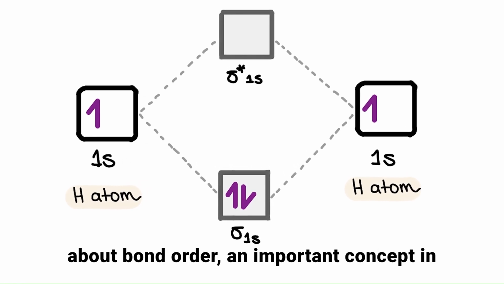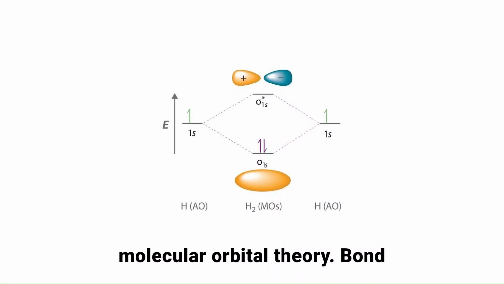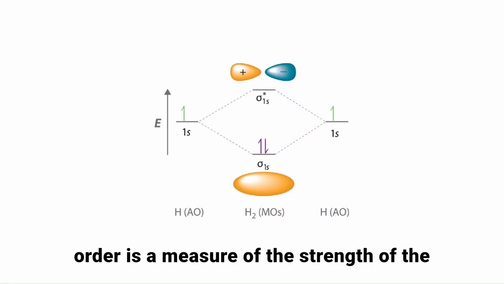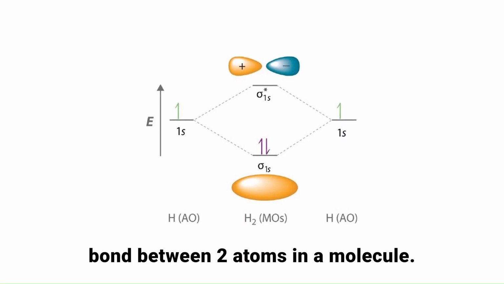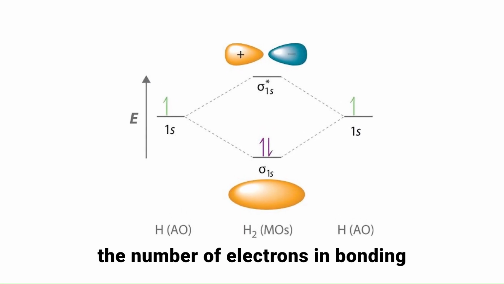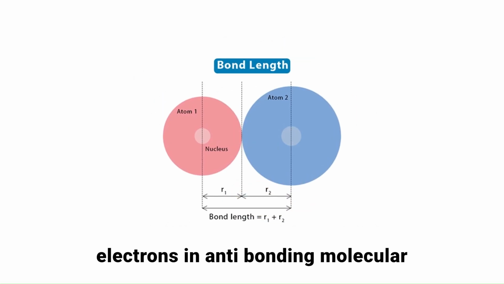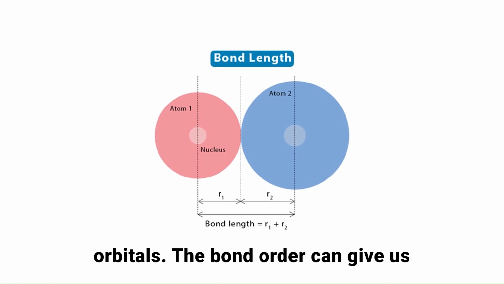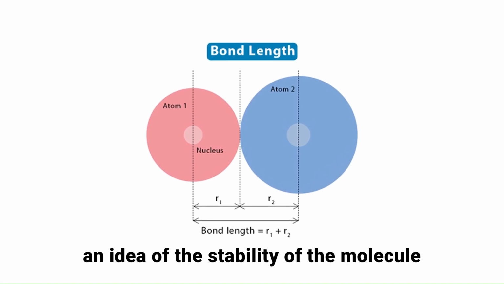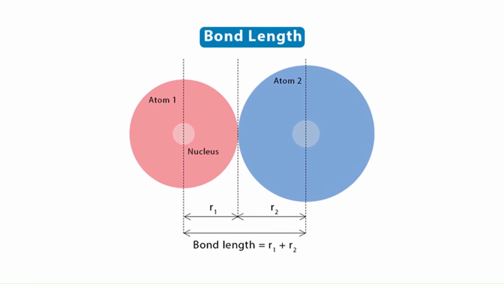Now, let's talk about bond order, an important concept in molecular orbital theory. Bond order is a measure of the strength of the bond between two atoms in a molecule. It is essentially the difference between the number of electrons in bonding molecular orbitals and the number of electrons in antibonding molecular orbitals. The bond order can give us an idea of the stability of the molecule and how strong the bond between the atoms is.